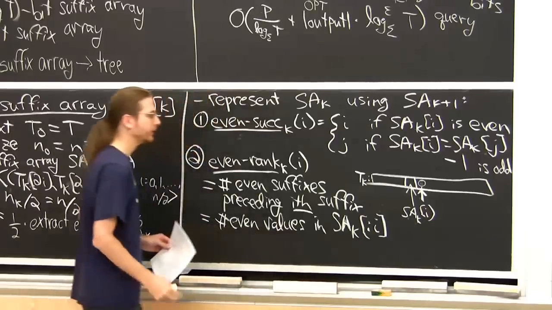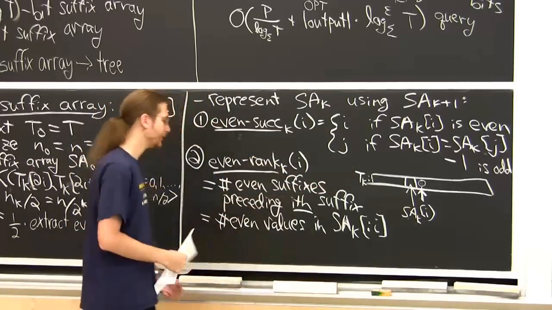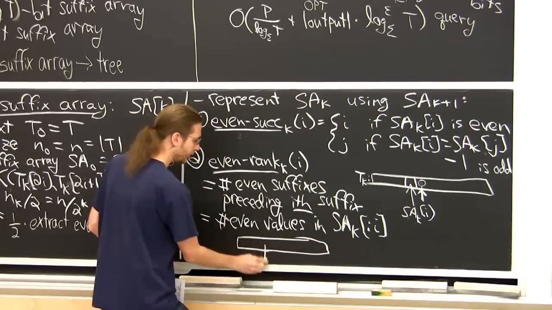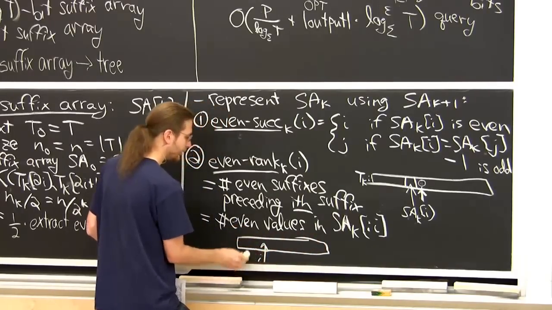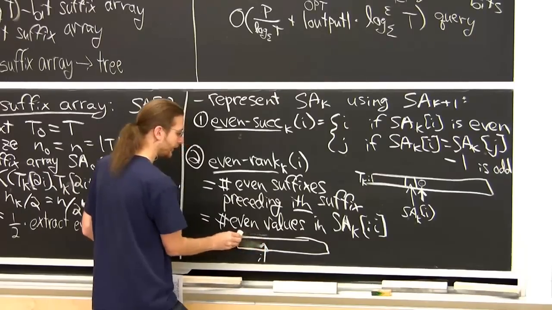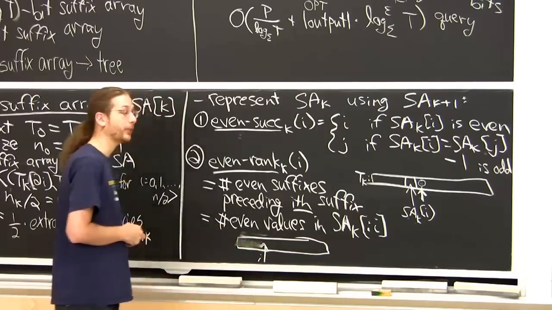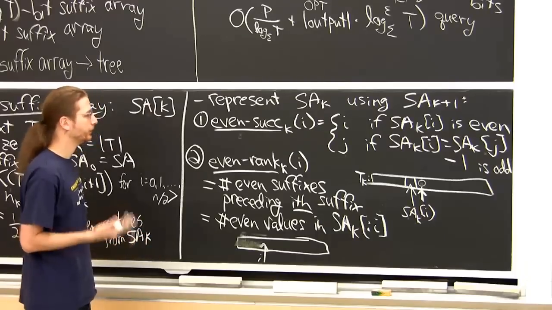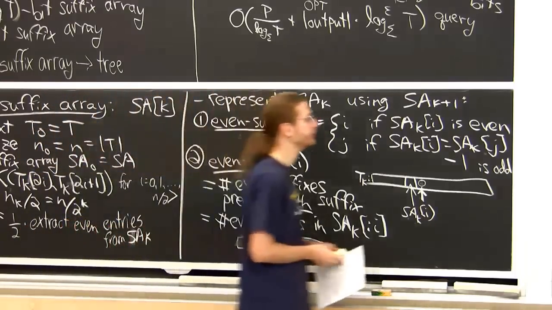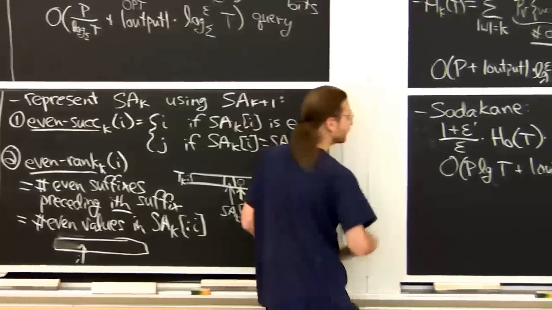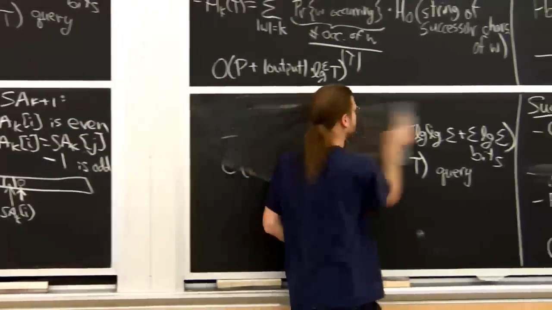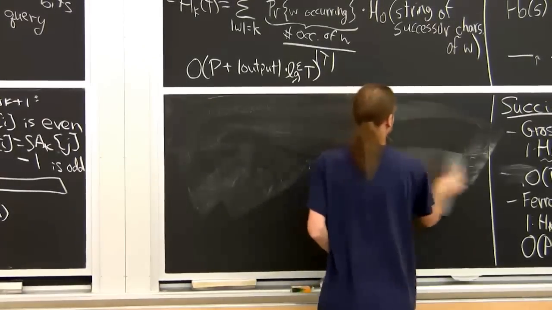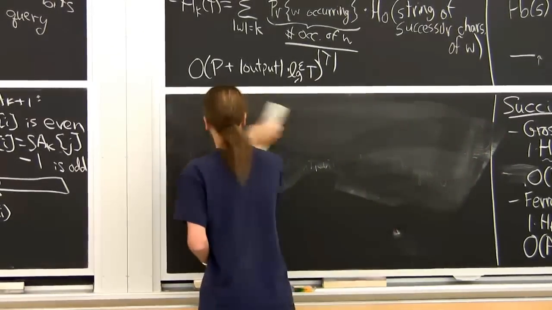So this was the text. Now we're looking at the suffix array, which has the suffixes in sorted order. We're looking at position i here, and we want to know of all of these values, which ones are even, or how many are even. That's the even rank. Again, a weird thing. We'll see why it's the right thing in a moment.